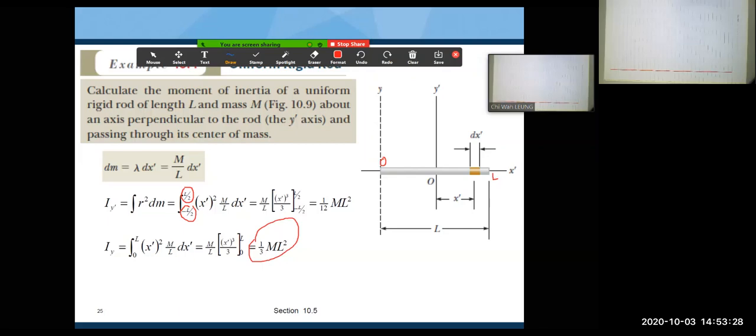So the lesson to be learned here is, I'm not telling you once again to do the integration. I am saying that the moment of inertia could be different depending on the choice of the axis of rotation. So you move the axis of rotation from here to here. Moment of inertia changes from mL squared over 12 to mL squared over 3. That is something you have to be very careful about.